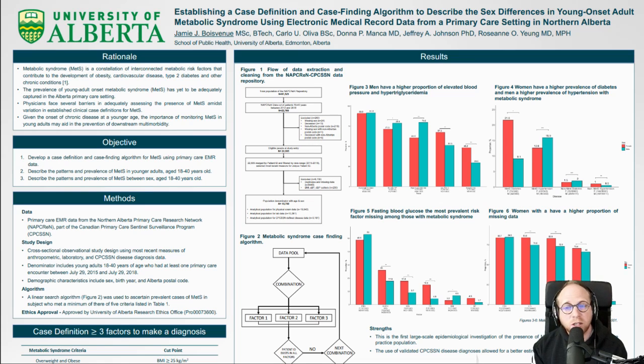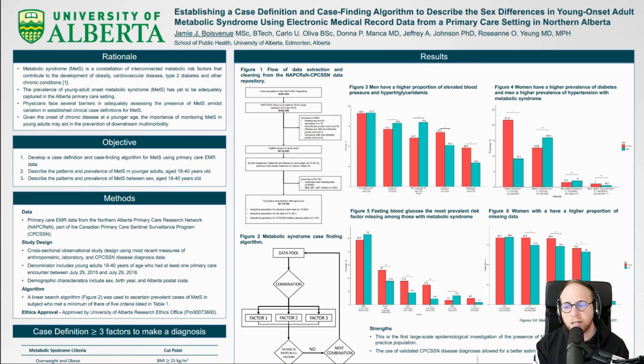We know that metabolic syndrome is a clustering of risk factors that eventually leads to the development of chronic disease. We know that the prevalence and increase in metabolic syndrome is parallel to that of other chronic diseases in Canada, and that physicians are constantly faced with challenges in being able to adequately assess and identify metabolic syndrome in individuals given a large variation in clinical definitions, etc.